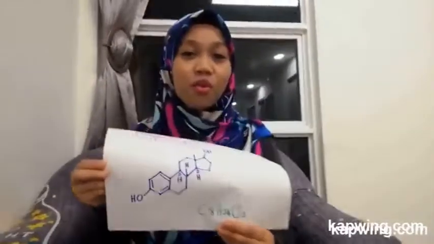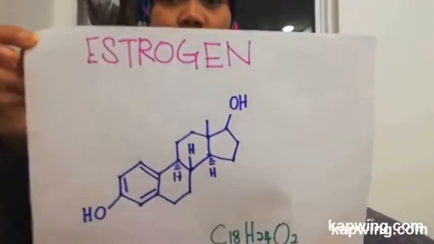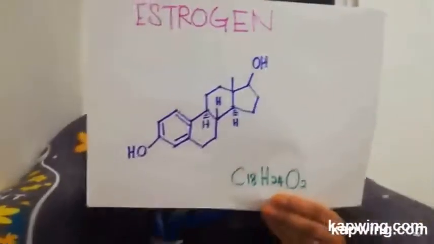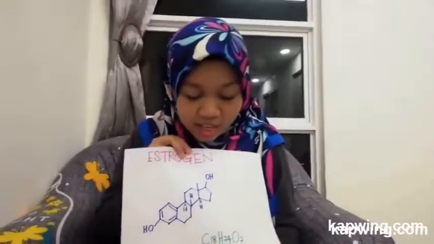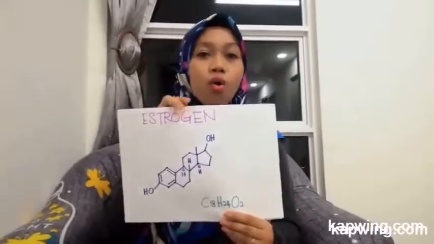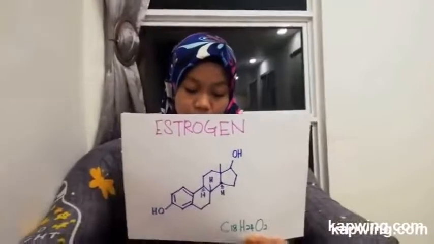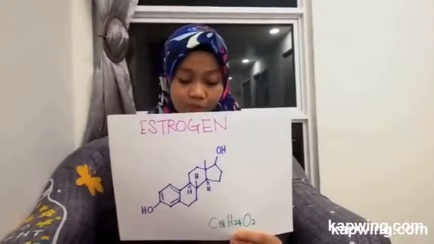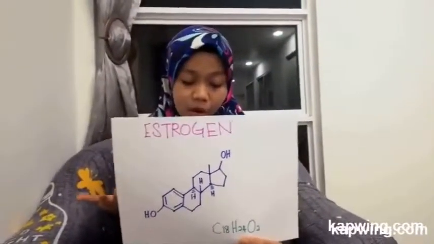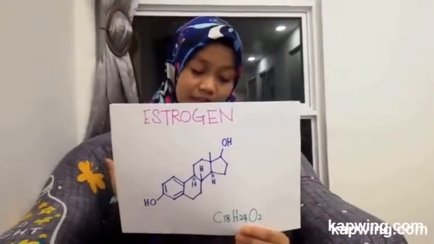The last gonad hormone is estrogen. The chemical formula is C18H24O2. Estrogen is also a female sex hormone produced in the ovaries. They promote the development of female sex characteristics and skeletal growth.